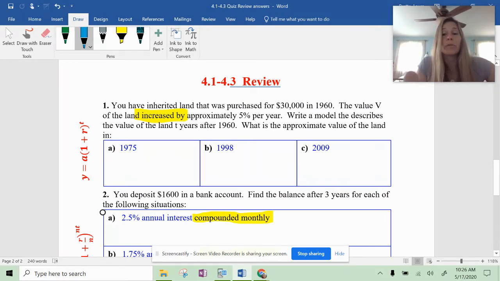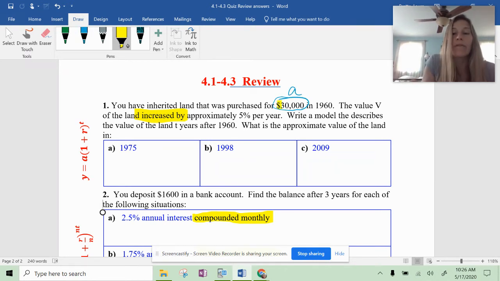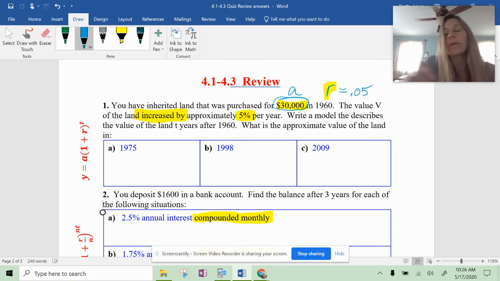So you've inherited land that was purchased for $30,000. So that's that starting value here. This is your A. Then you have this 5% per year. So you know the R, the R is going to be 0.05. Be careful because the one mistake people make is they forget how to move their decimal on percents. It's always 2 spaces to the left from where the percent sign is if there's no decimal. So if it's already a decimal number, like let's say you had 5.5%, you're still moving the decimal 2 to the left.